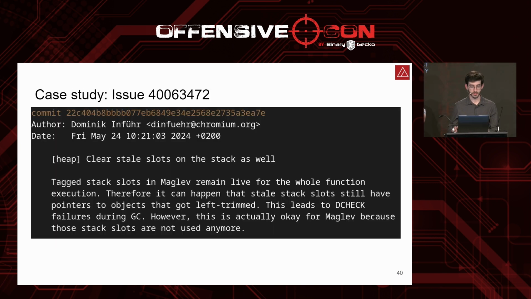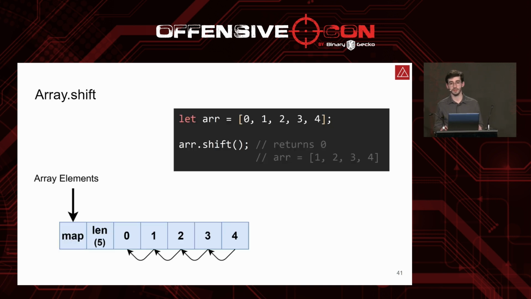Thank you. So we're going to talk about this issue that was fixed last year. It was considered non-exploitable, but we'll see how it becomes exploitable under the new MinerMS garbage collector. It's an issue related to left trimming, which is an optimization that takes place when shifting arrays. In JavaScript, arrays have a shift method which moves over all the elements by one step to the left, and the first element is removed and returned.